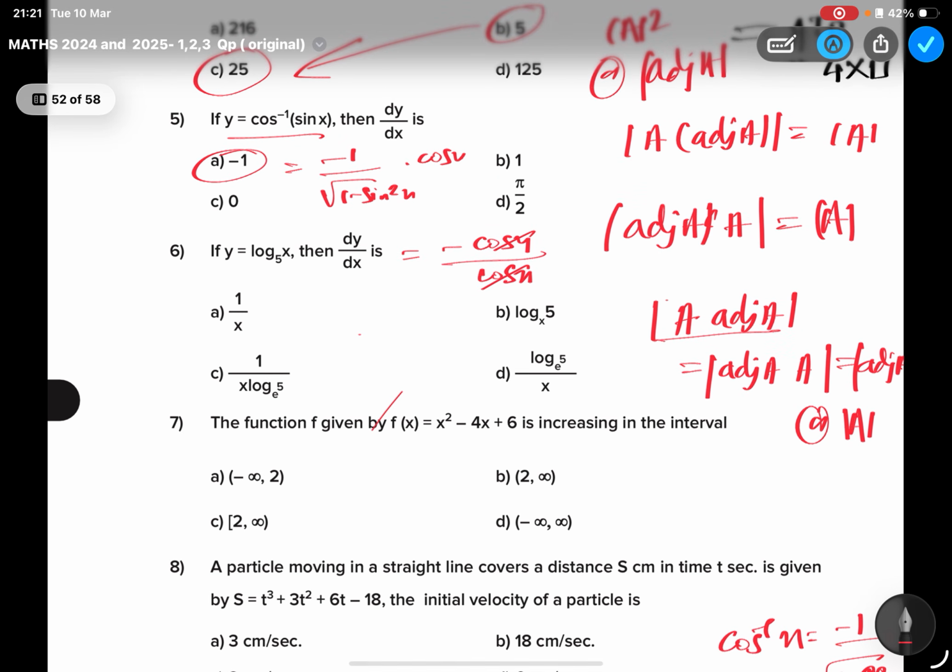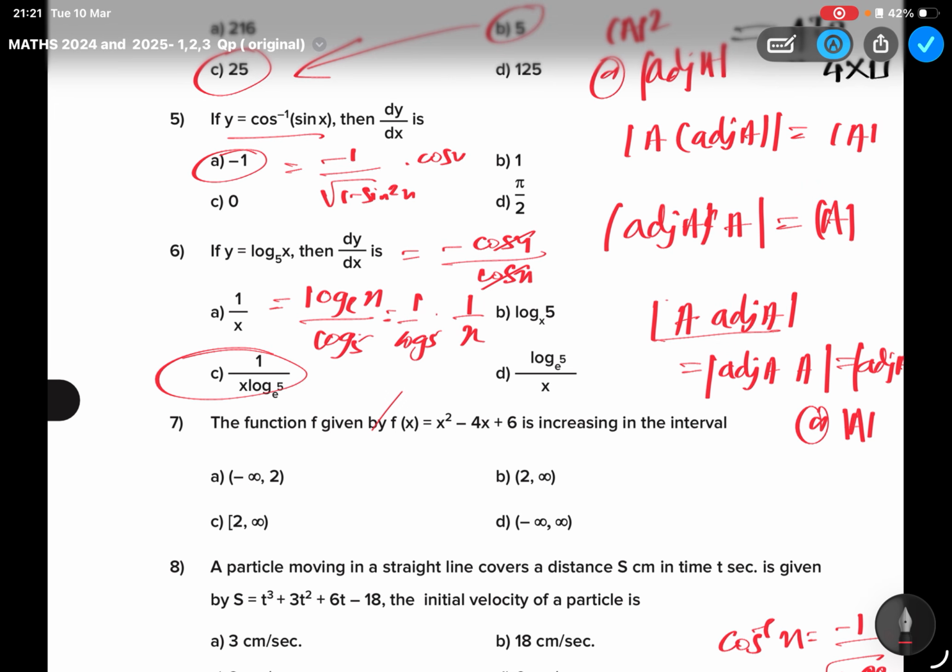Log 5x, already I told you, log ex divided by log 5. Log ex ka answer kitna? 1 by x. 1 by x into log 5 is the answer.